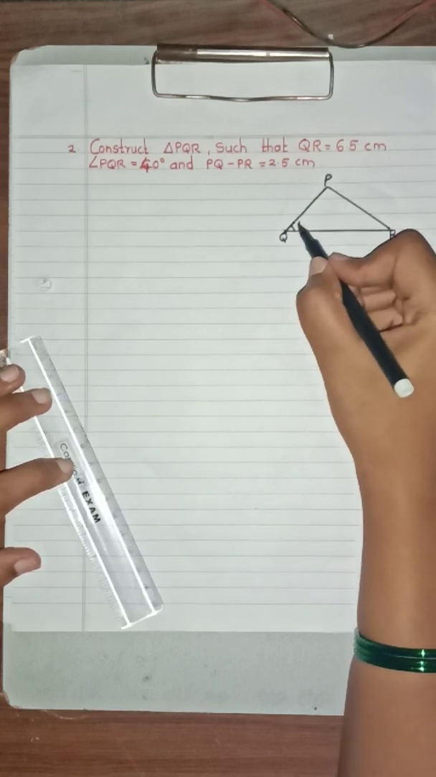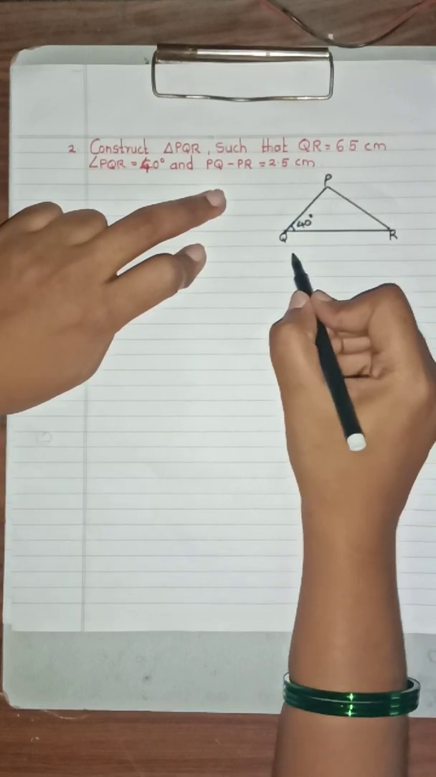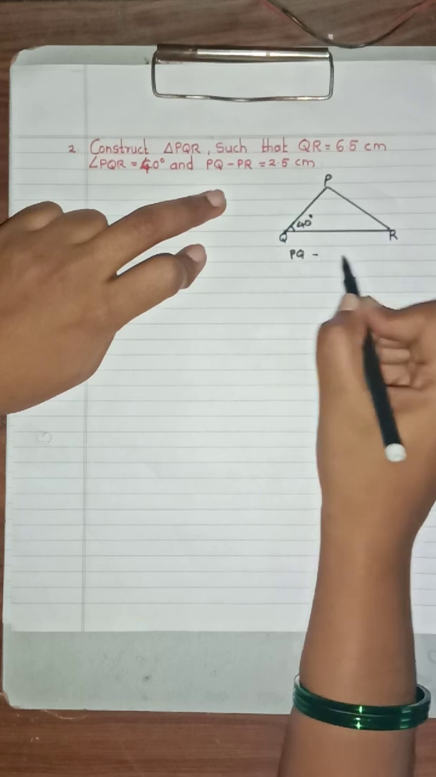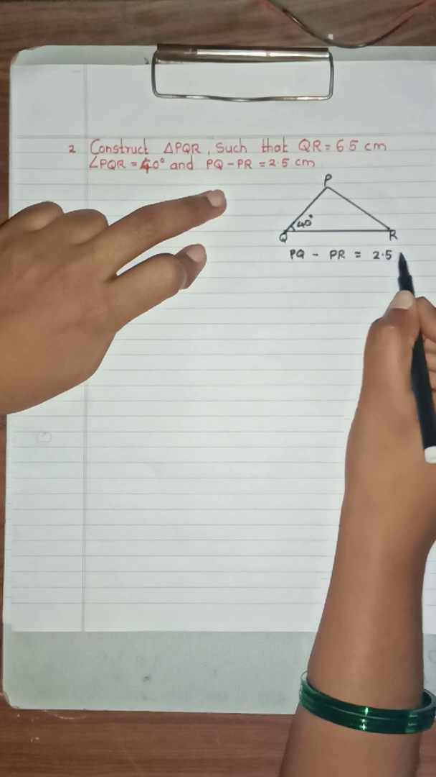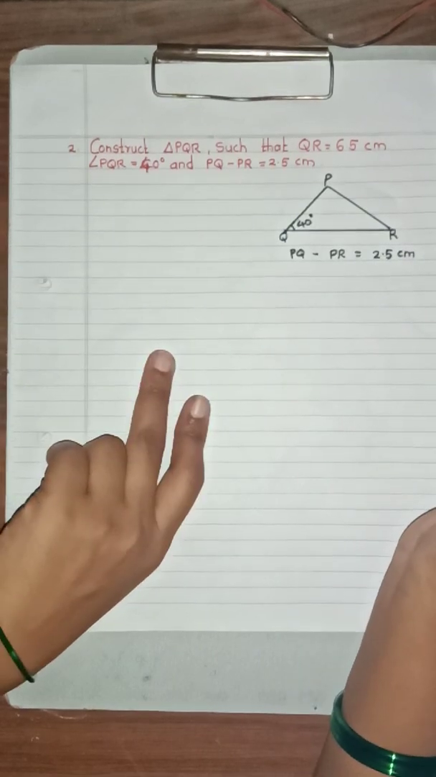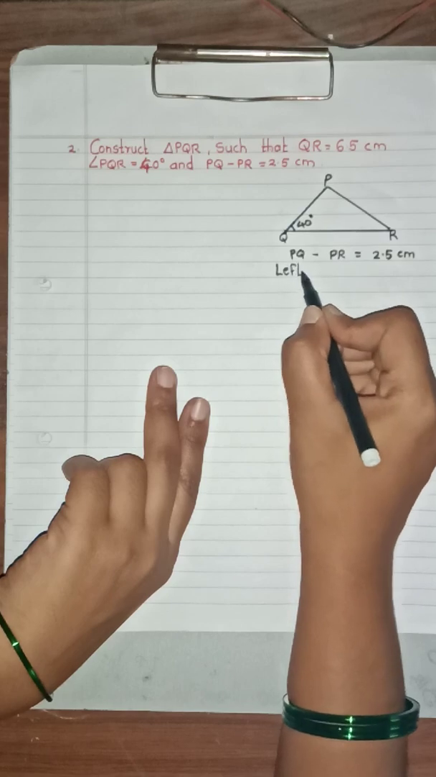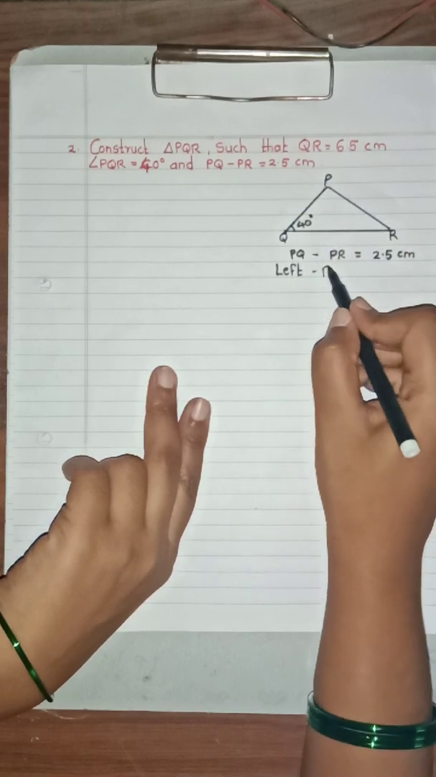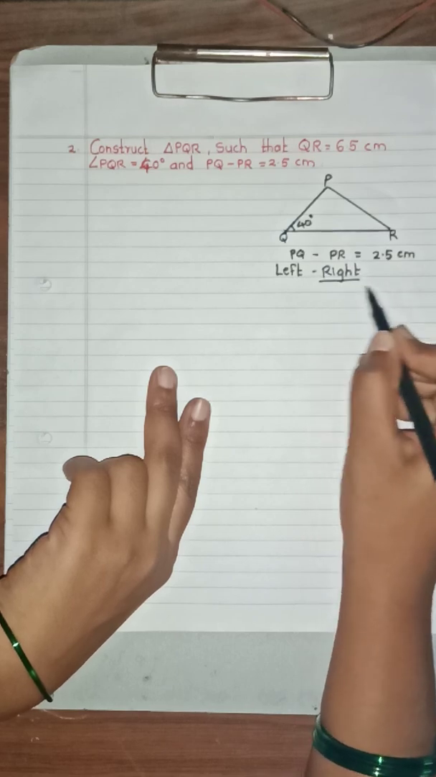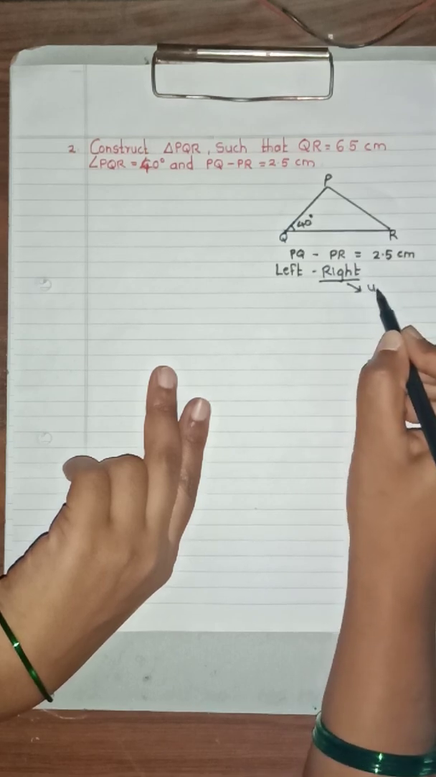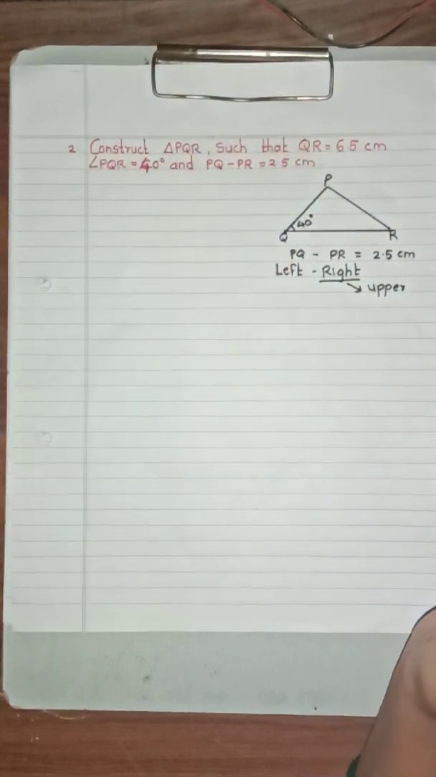Okay, now PQR is your required triangle. Angle PQR they have given 40 degrees. Okay, now they have told you PQ minus PR is equal to 2.5 centimeters. Got it? Now if you see PQ is to your left side and PR is to the right side. So right means upper diagram. Okay, above the base you have to draw this diagram.